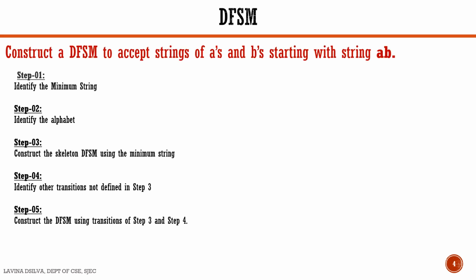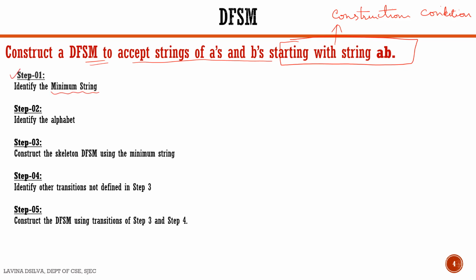We shall look at the example of this video, that is, construction of a DFSM to accept strings of A's and B's which start with the string AB. This is the condition for the construction of the DFSM. So what do we do in the first step? It is to identify the minimum string. Looking at the question, we know that the minimum string is AB, right? The DFSM should start with the string AB. So the minimum string of this DFSM is AB.